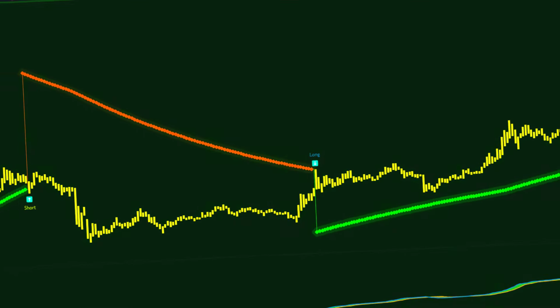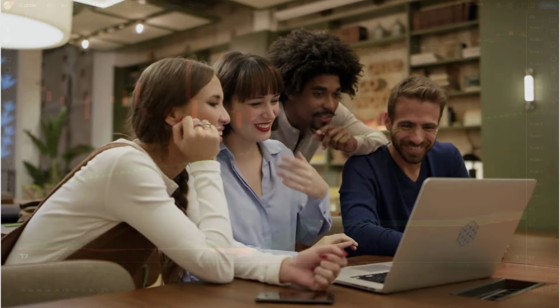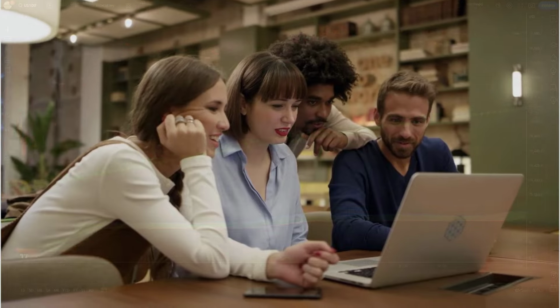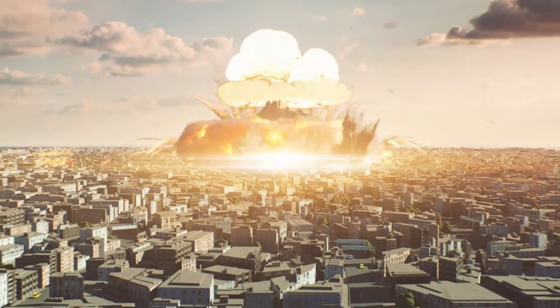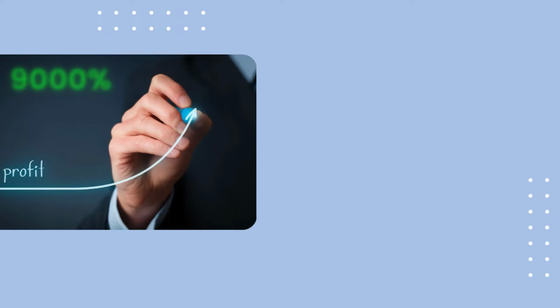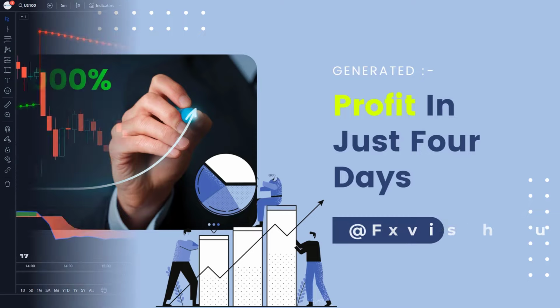I will show you a scalping strategy that already blows my mind. I know in the last video we have already seen such a very lucrative strategy. But the strategy I will show you today is an even bigger explosion. In the backtest I have generated more than 9,000% in profit in just 4 days.